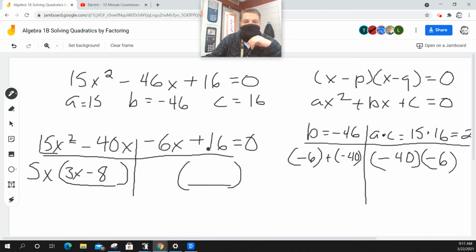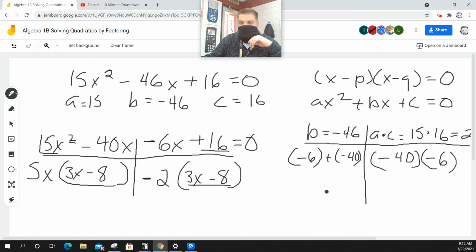So I look at these. If this is negative here, I can't think of a time in my life where this one wasn't negative. So what goes into 6 and 16 evenly? 2. Now, notice that 2 times 3x gives me 6x. Negative 2 times 3x gives me a negative 6x. What do I multiply negative 2 by to get a positive 16? Negative 8. That's no accident.